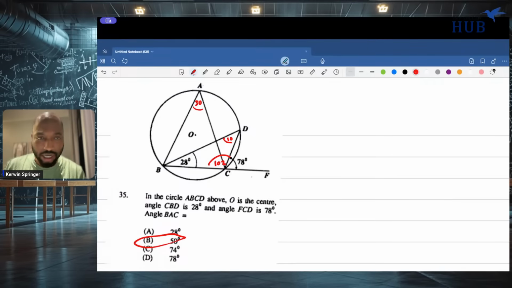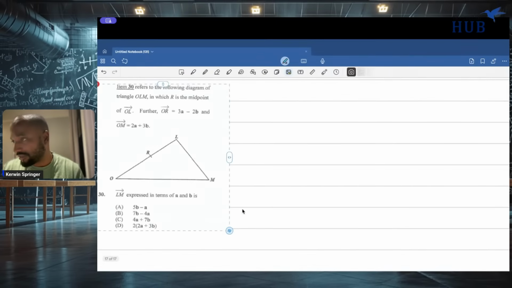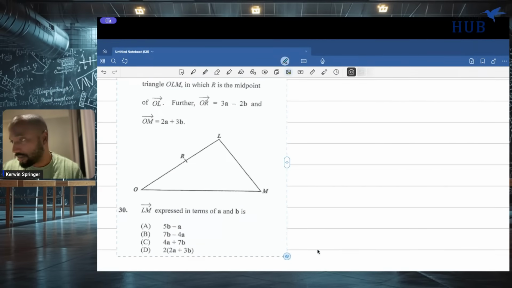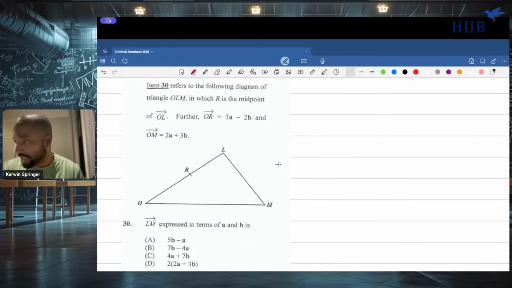I feel like I should go back and just double check that ratios question real fast just to make sure. I don't want to have a mistake before the exam. LM expressed in terms of A and B. And that's a pretty repeated question, a toothpaste question. Okay, so we need to actually write some things. OR is 3A minus 2B. OM is 2A plus 3B. And R is the midpoint, cool.